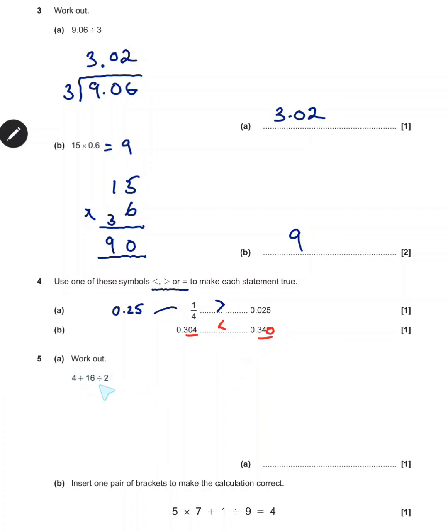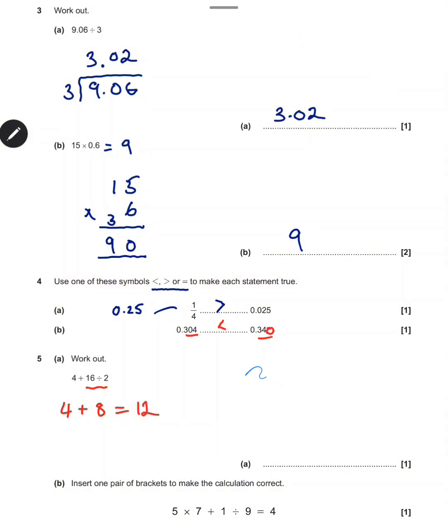Question 5, work out 4 add 16 divided by 2. Make sure you follow BIDMAS, division before addition. So we've got 4 add 16 divided by 2. 16 divided by 2 is 8. And you're left with 4 add 8, which is 12.